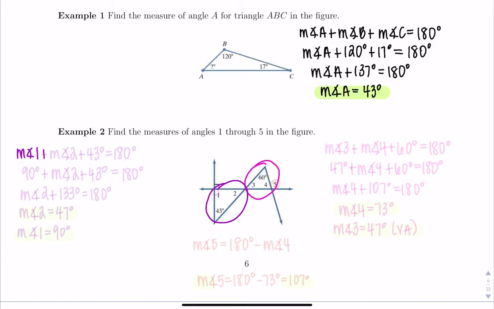That means the measure of angle 1 plus the measure of angle 2 plus the measure of angle 3, which is 43 degrees, equals 180 degrees. We can figure out the measure of angle 1 because it's a right angle, so it has to be 90 degrees. So we have 90 degrees plus the measure of angle 2 plus 43 degrees equals 180. This is really the measure of angle 2 plus 133 degrees equals 180, or the measure of angle 2 is 47 degrees. And we know the measure of angle 1 is 90 degrees.